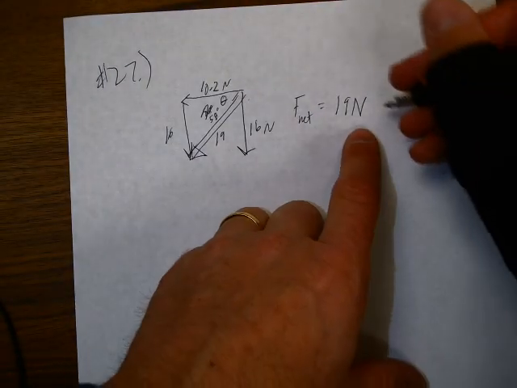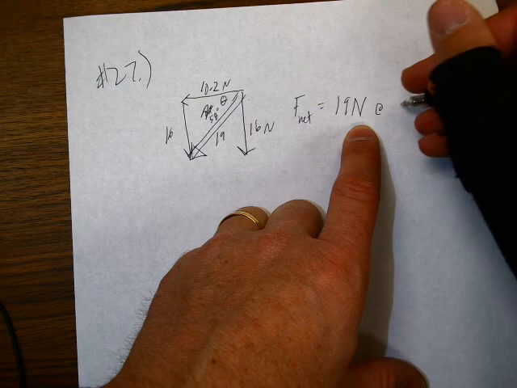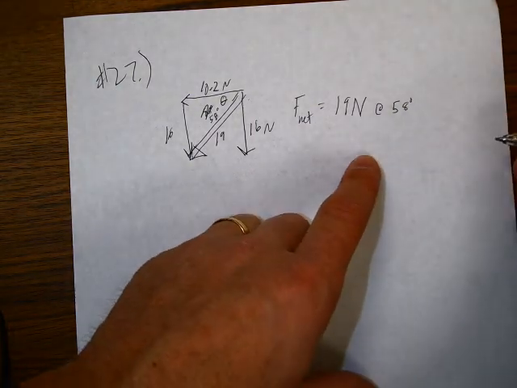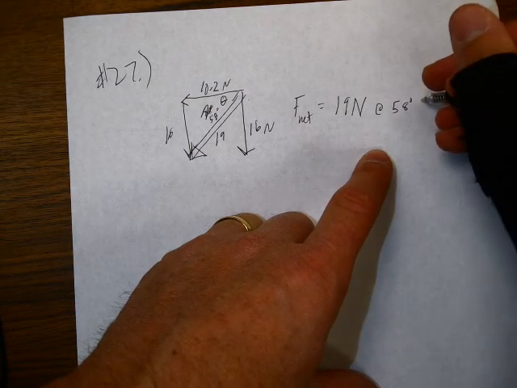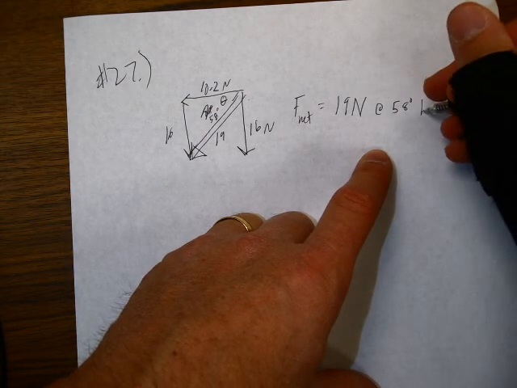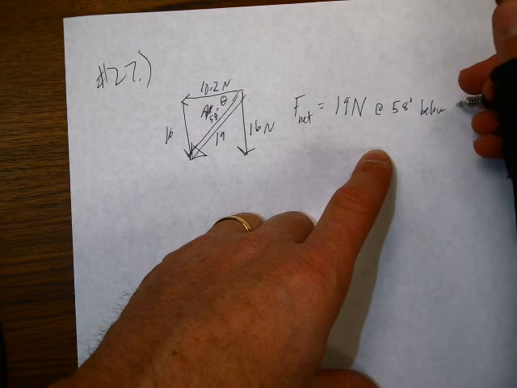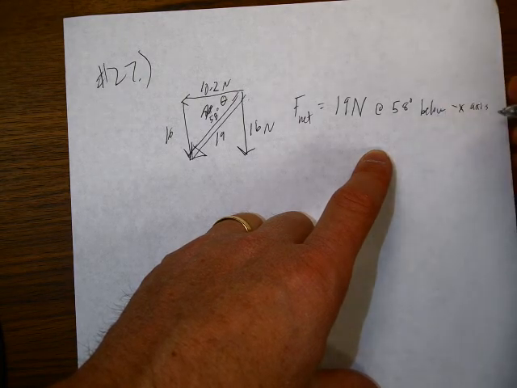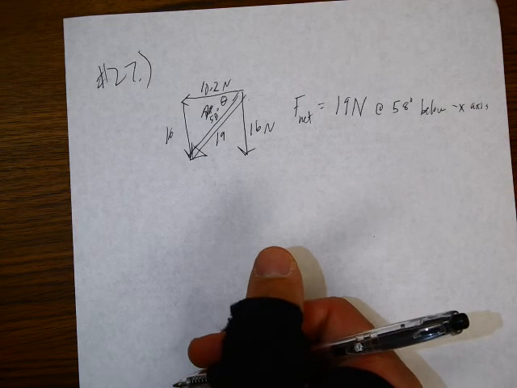Okay, so the net force is, I'm sorry, 19 newtons at 58 degrees, below negative x-axis. Now, I don't know that we have to really say that at this point, but we can.